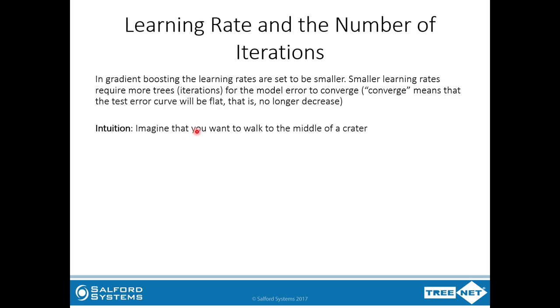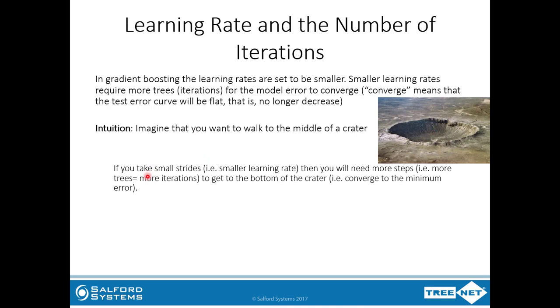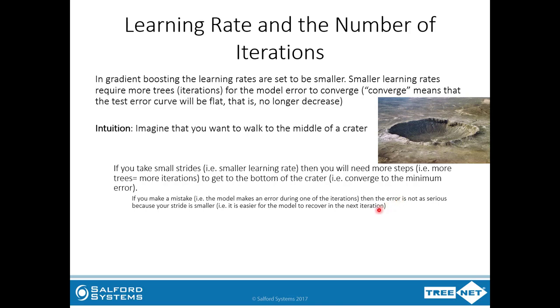Imagine that you want to walk to the middle of a crater, so here. If you take small strides, and a small stride would correspond to a smaller learning rate, then you're going to need more steps, meaning more iterations, to get to the bottom of this crater, meaning to get to the minimum error. Now, if you make a mistake, which in our analogy means the model maybe makes an error during one of the iterations, then the error really is not as serious because your stride is smaller. And so what this means is that in the next iteration, it's easier for the model to recover.